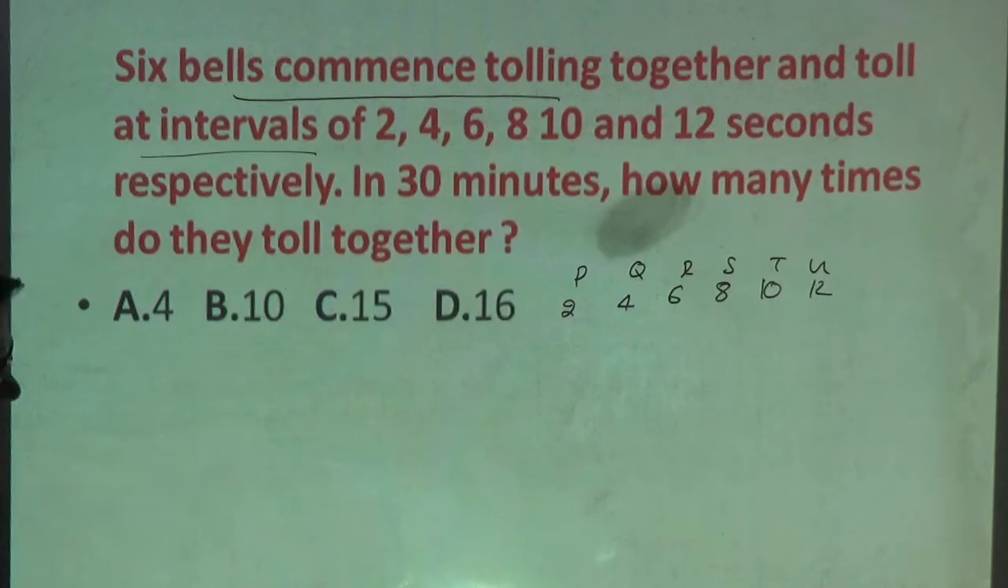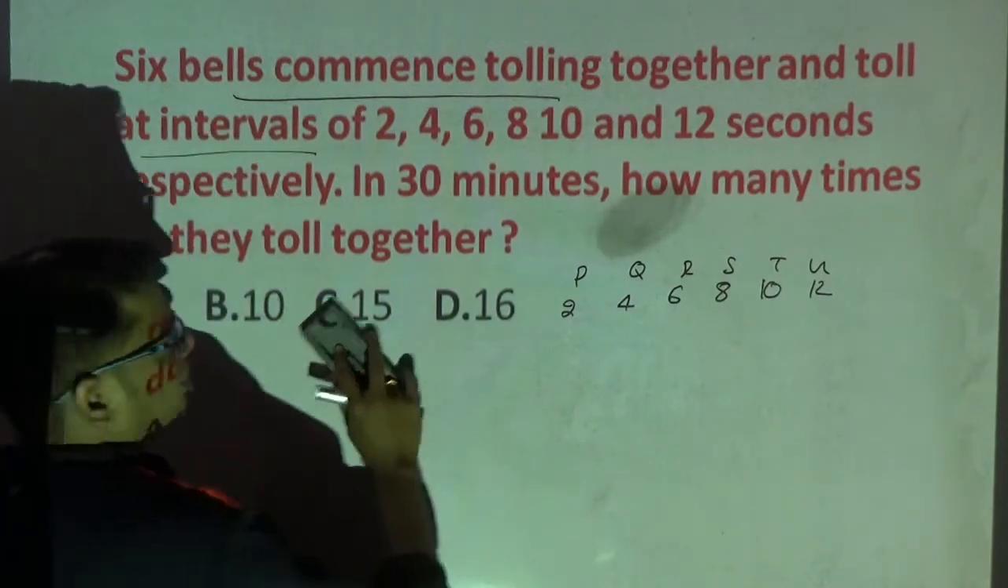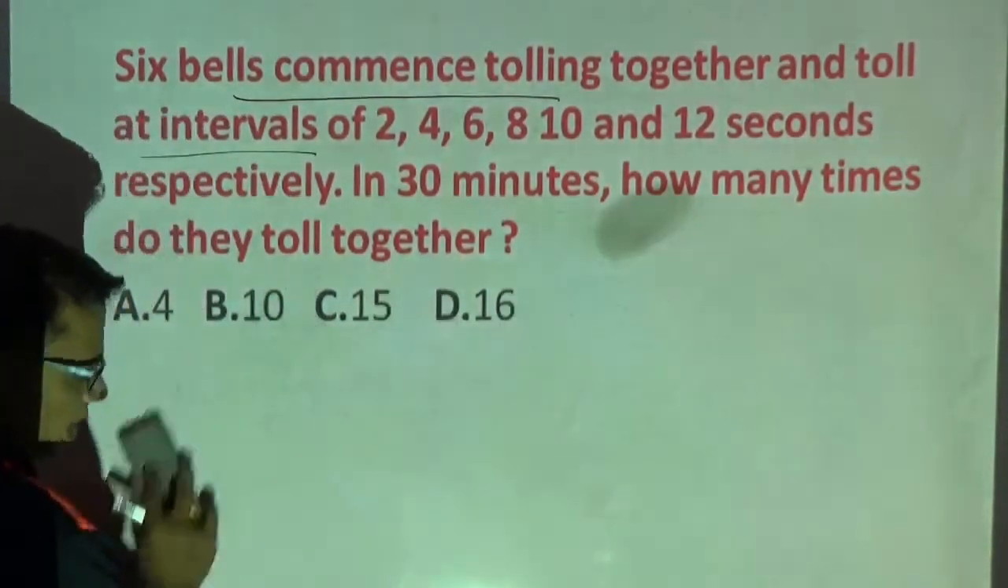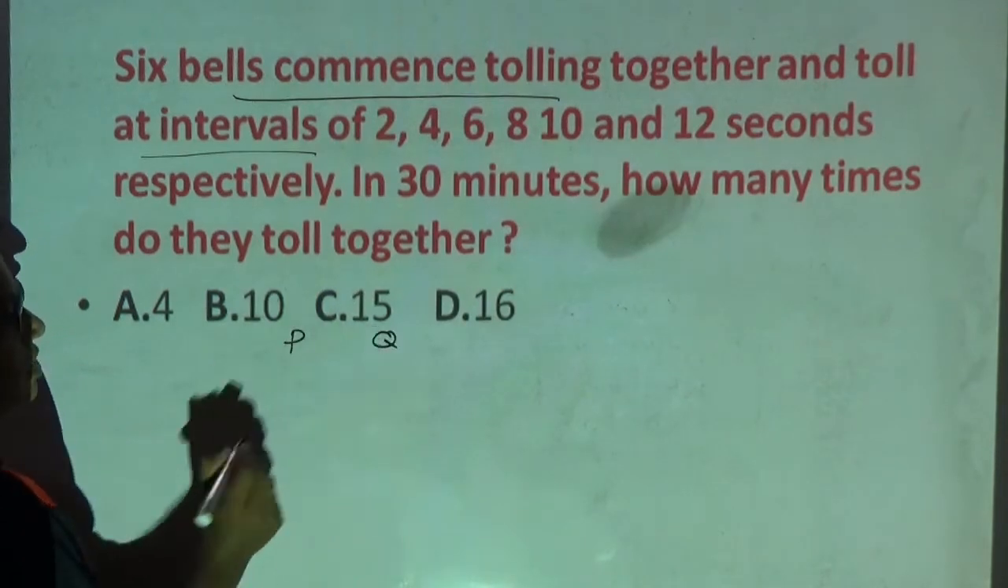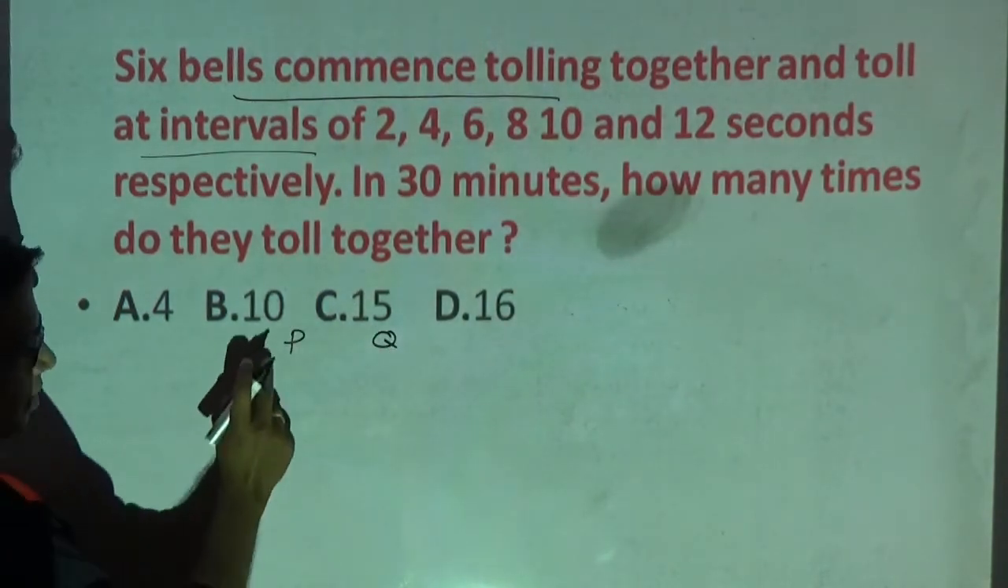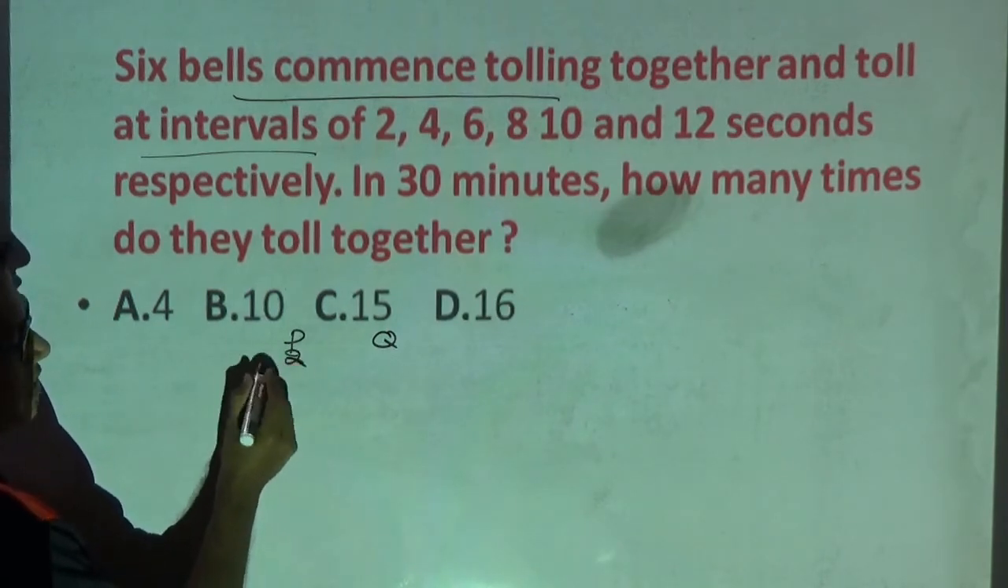Okay, here I am going to explain the concept first, later I will apply that concept to this problem. First, initially observe what the concept is. I am going to take two bells only to make you understand this problem. So let the two bells be P and Q. P is tolling every 2 seconds. So after 2 seconds it will toll.